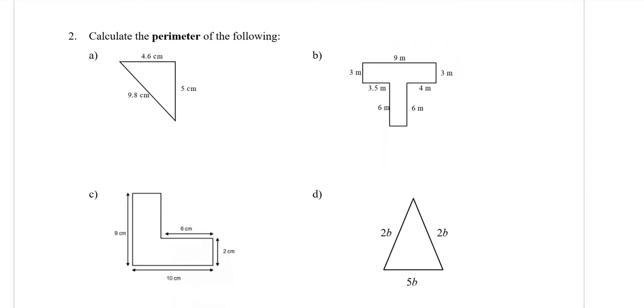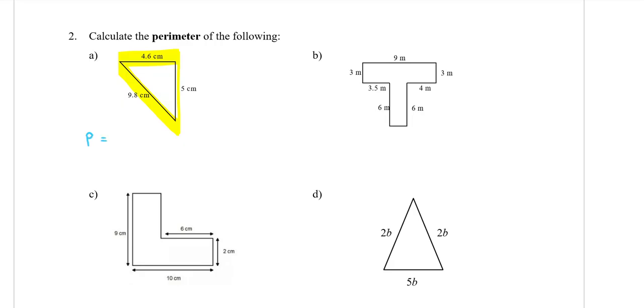Question 2. Calculate the perimeter of each of these shapes. Remember that perimeter is sum of all the sides. So when I look at this triangle, I have that side, that side, that side, and I have numbers on all of them. So the perimeter is going to be adding them up.